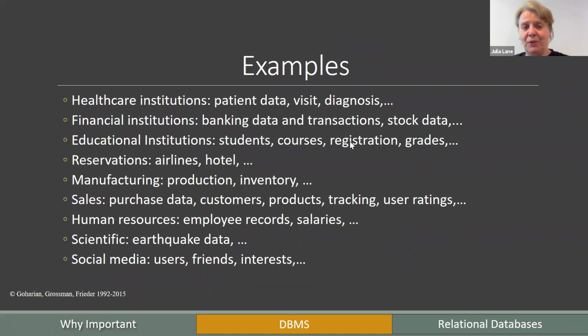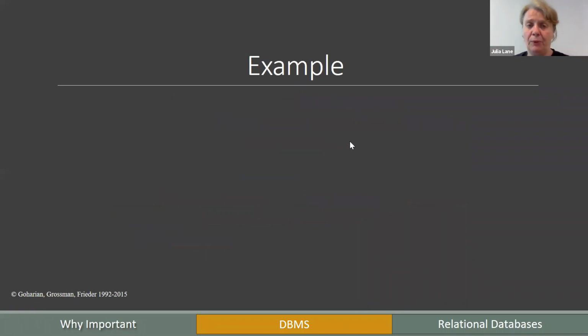There are millions of different examples. You've all interacted in some way with a healthcare institution. You've got patient data, financial institutions. Obviously, in our classes, we talk a lot about educational institutions, and you can think there are data on students, data on courses, data on registration, data on grades, and so on. So each one of these has a database management system that is providing a way for those different levels of transactions to talk together and be usable.